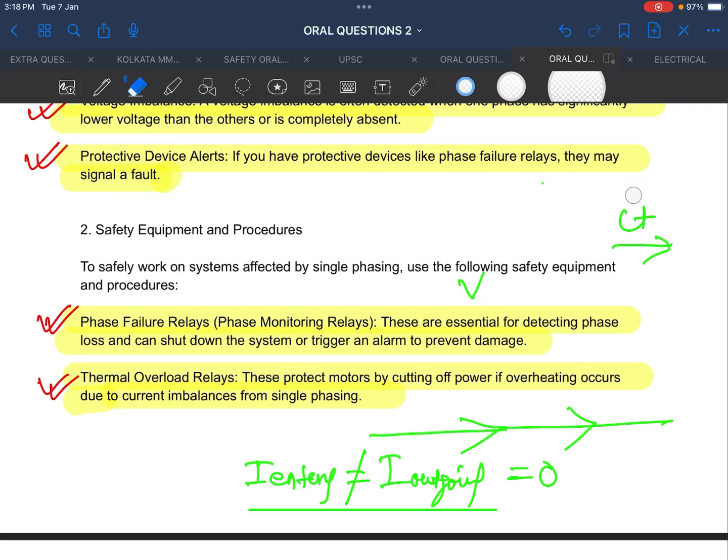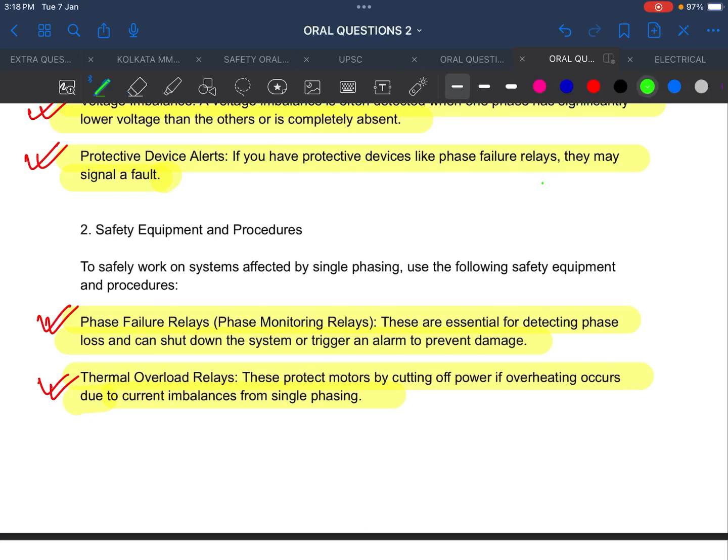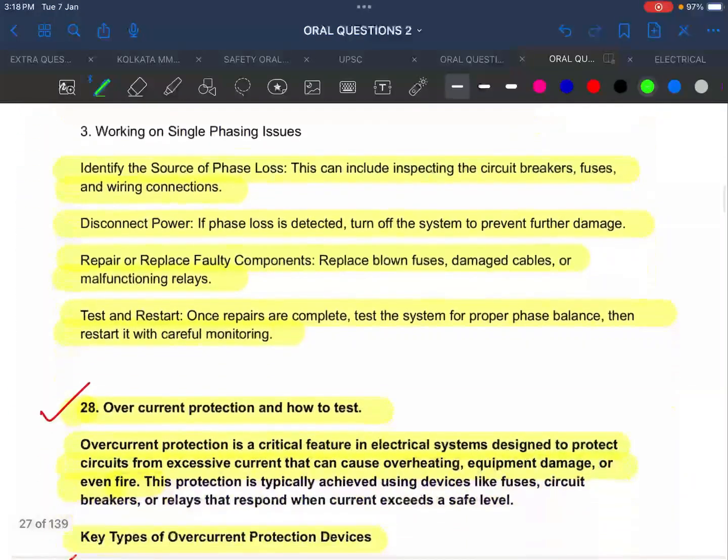Just you can now understand. I will give the one basic, because here a question is there. You can understand the sum of entering current plus sum of leaving current must be equal to 0. If it is not 0, it will give a signal to the relay and the relay will disconnect the circuit. That is the differential protection relay. Okay, you understand? Now let's go to the another question.